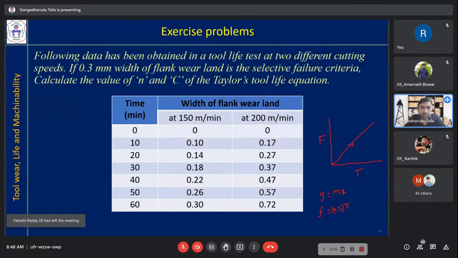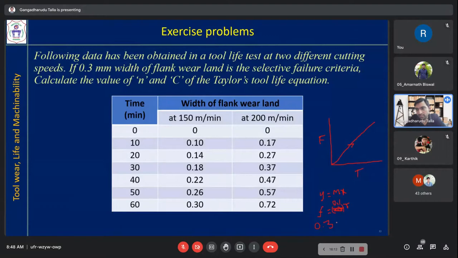Is it 0.01 or more? 0.001. No, sir, 0.1 only, because 0.1 by 10 we'll be getting, sir. Yes, 0.1. Okay. So it is 0.01. Just re-verify. If you have any doubt, ask me how you got 0.3. Maybe by mistake. So that's it. Now, we know that 0.3 is the flank wear for failure criteria.